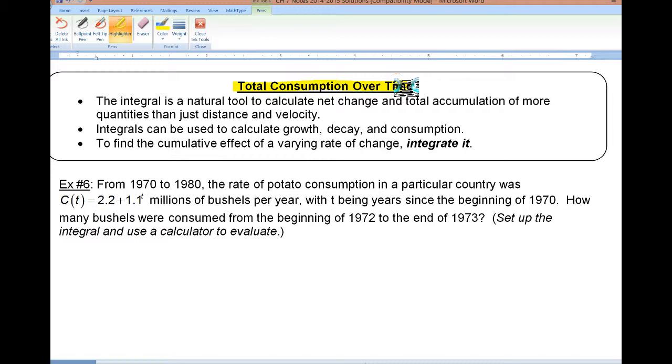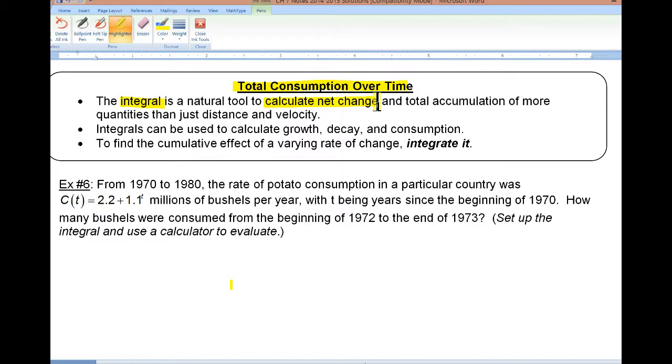Okay, total consumption over time. So the integral is a way that we can calculate net change, or total accumulation of more quantities other than just distance and velocity. It can be used to calculate growth, decay, or consumption, and the cumulative effect, so it's basically adding it all up, of any varying rate of change.